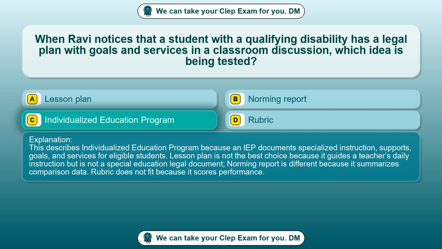This describes individualized education program because an IEP documents specialized instruction, supports, goals, and services for eligible students. Lesson plan is not the best choice because it guides a teacher's daily instruction but is not a special education legal document. Norming report is different because it summarizes comparison data. Rubric does not fit because it scores performance.